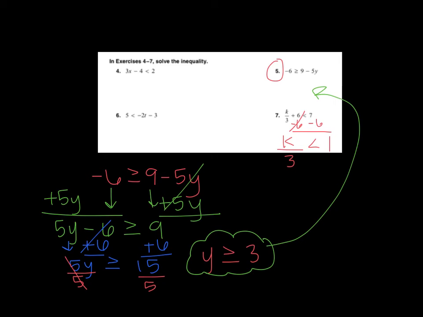Then from that point, you know that the opposite of dividing is multiplying. So you'll multiply by 3 to cancel, and multiply by 3 on the other side. You should be able to complete 4, 5, and 7 at this point.